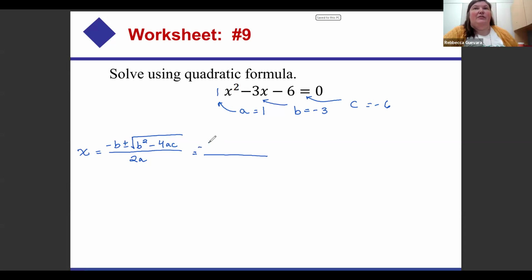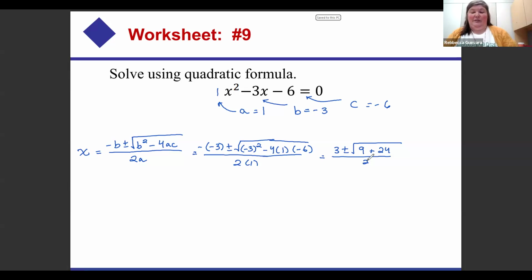So we said B was -3, so we're going to put in -3. So it's going to turn to a positive. Plus or minus the square root of that -3 squared minus 4 times A, which is 1, and then C, which is -6. And then this is going to be over 2 times 1, because A is 1. So we have 3 plus or minus the square root of 9 plus 24 over 2.